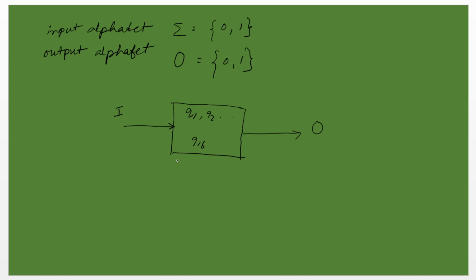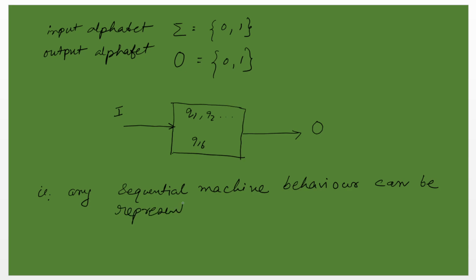So any sequential machine behavior can be represented by an automaton. Any sequential machine, basically the nature is sequential. The sequential machine behavior can be represented by an automaton.